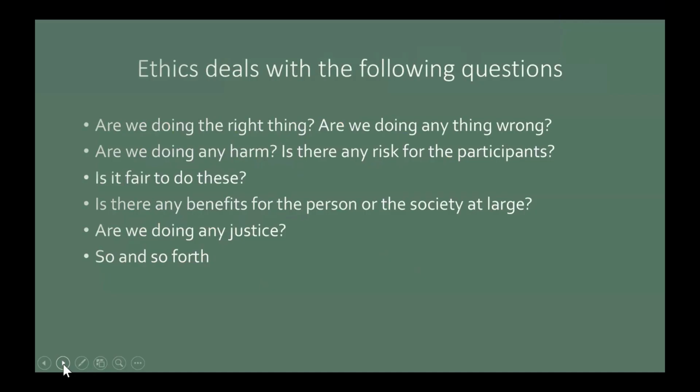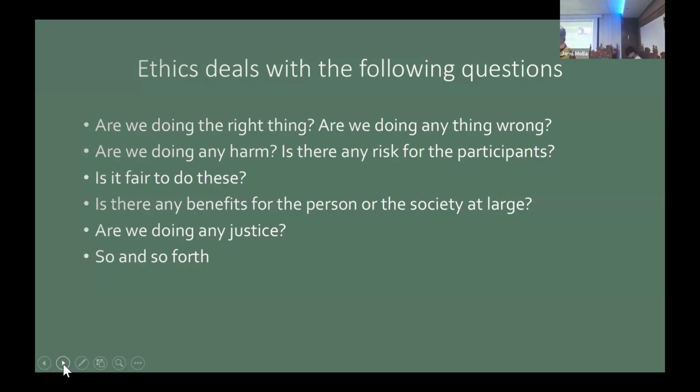Ethics are basically related to the question of taking the right action. So ethics actually deals with this. Are we doing the right thing, or are we doing anything wrong? Are we doing any wrong? Whenever we take some action, it can have different kinds of implications. So we need to think whether that can be wrong. Is there any risk for the participants, for the people involved? Is it fair to do this? Is there benefit for the person or the community at large?